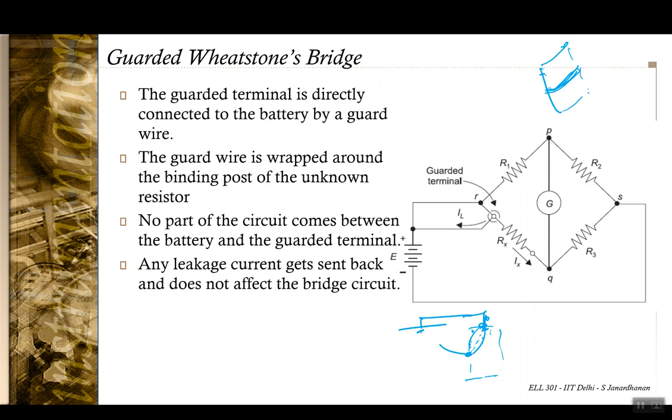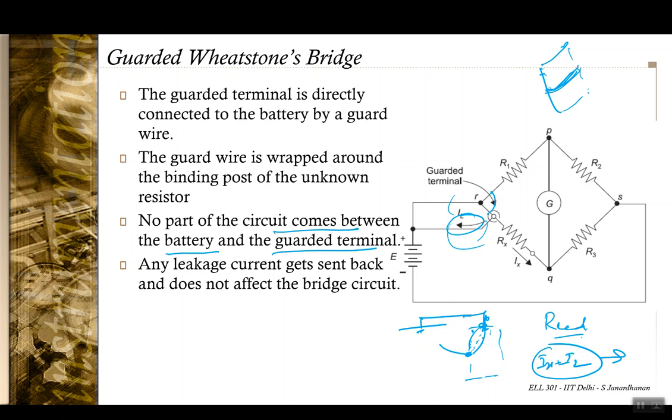And what should be noted is no other part of the circuit should come between the battery and the guarded terminal. If there is any circuit component here, that is going to alter this leakage resistance and that will affect the reading that we get. Note that the leakage current cannot be eliminated, only its effect can be reduced. So instead of IX plus IL being measured as the current through the circuit, because in the actual case you don't expect this IL to happen at all.